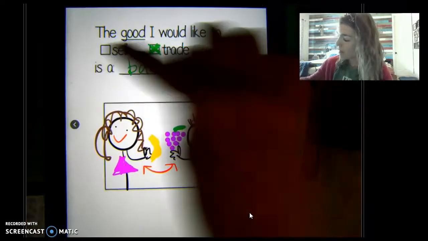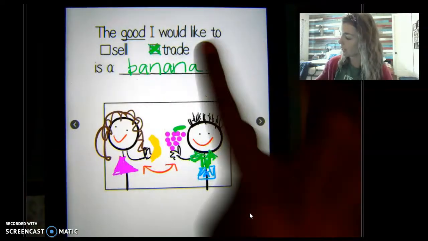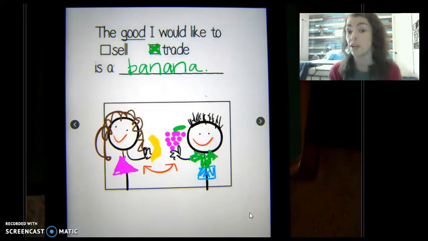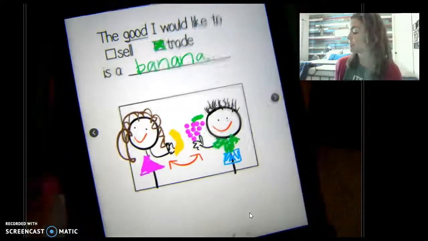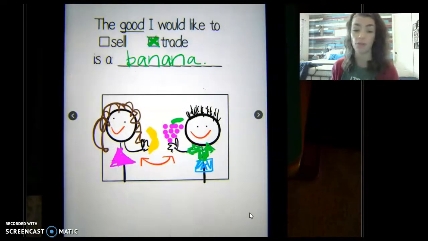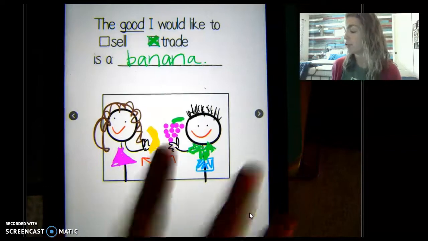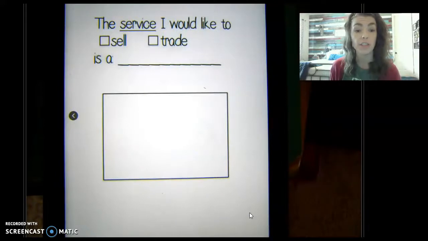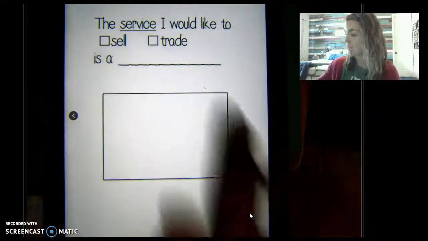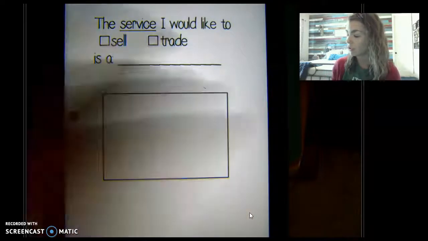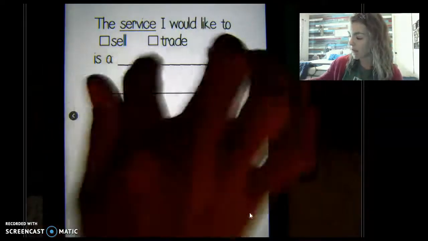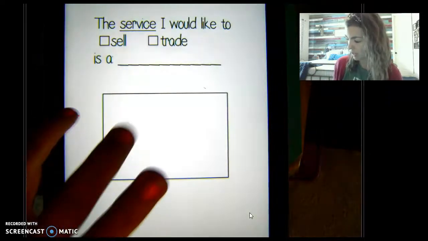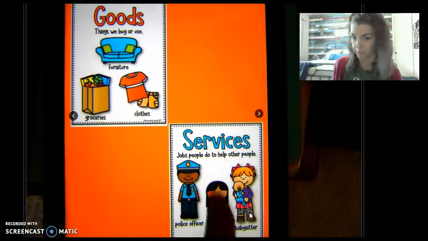Check my work. I marked my box. The good I would like to trade is, I filled in my label, banana. And then look at all that detail in my picture. This is me trading the banana with my friend. A banana is a fair trade for the grapes. Now that I've completed one side, I'll arrow over to the next one. The service I would like to, once again, sell or trade. Then write in with your words, what is the service? You can always go back and check what's a service if you don't remember.